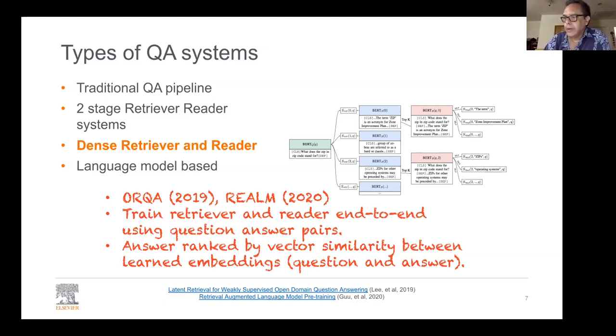In any case, REALM is kind of similar, except that the pre-training step is basically a language modeling task. It's the masked language modeling task that BERT and BERT-like systems typically do. But that's the only difference. Otherwise, the idea is that the entire system is dense and it's trained end-to-end.